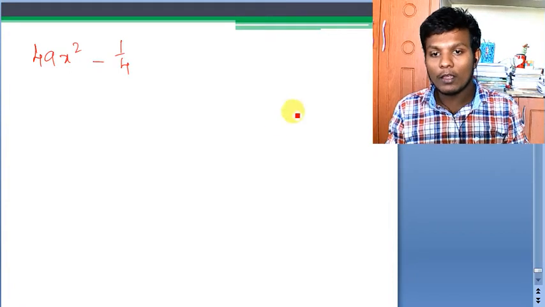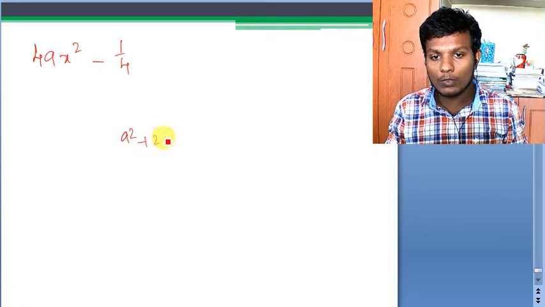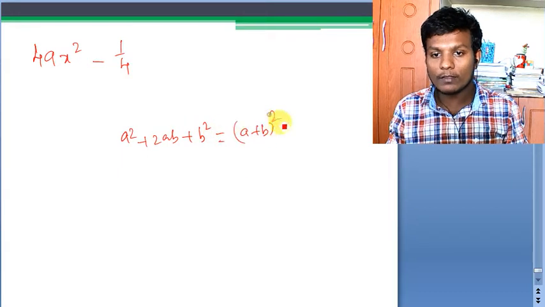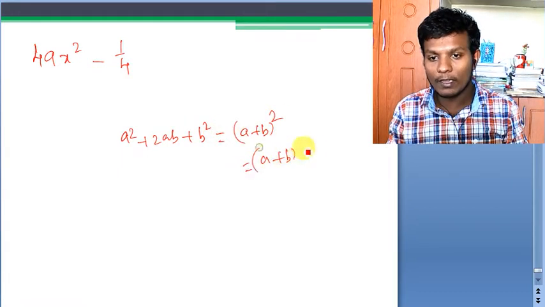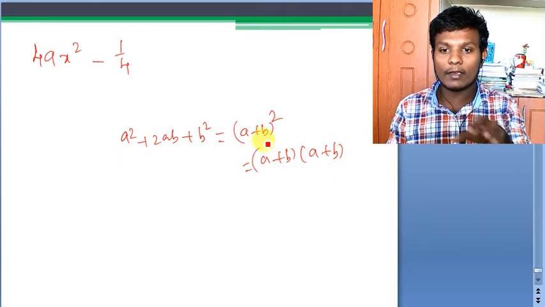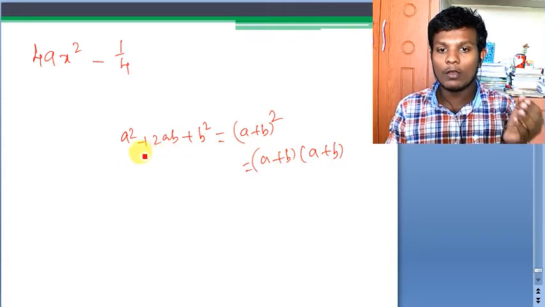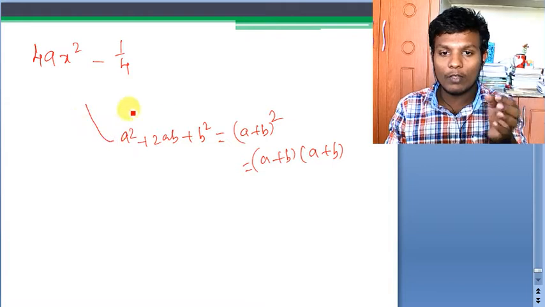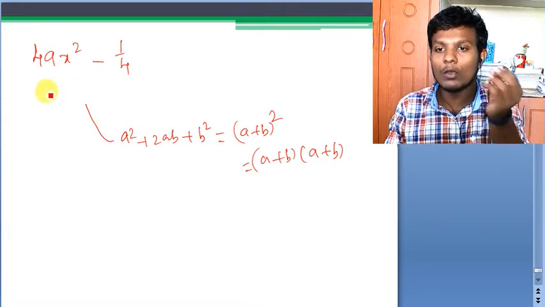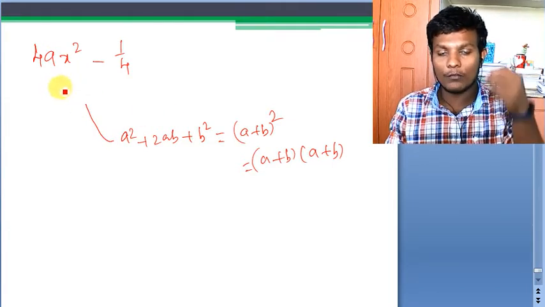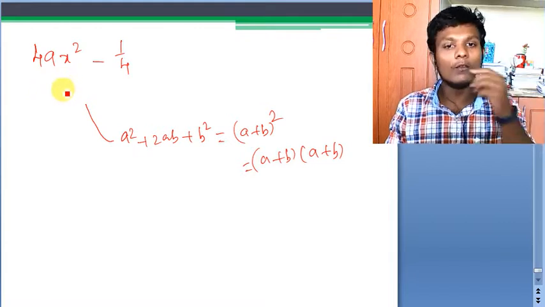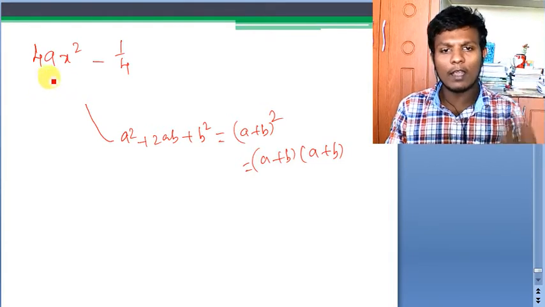Why? Because if I give you a square plus 2ab plus b square, you will write it as a plus b whole square, which is the same as a plus b into a plus b. So when I give this one, we have to write this one. But actually what we are given is an expansion form. We don't know which identity's expansion it is going to match with. For that we have to work it out. So let us see how it will work here.